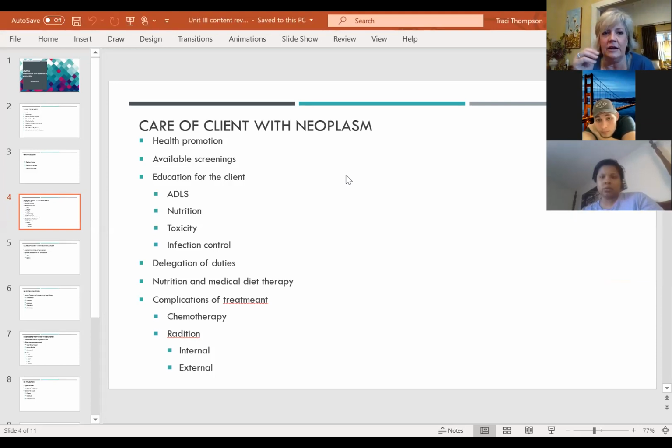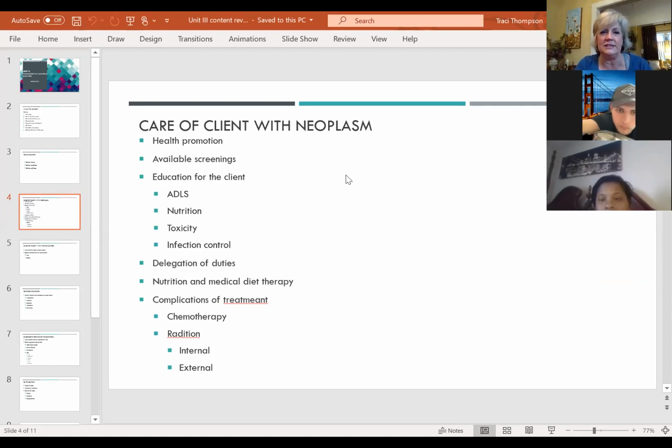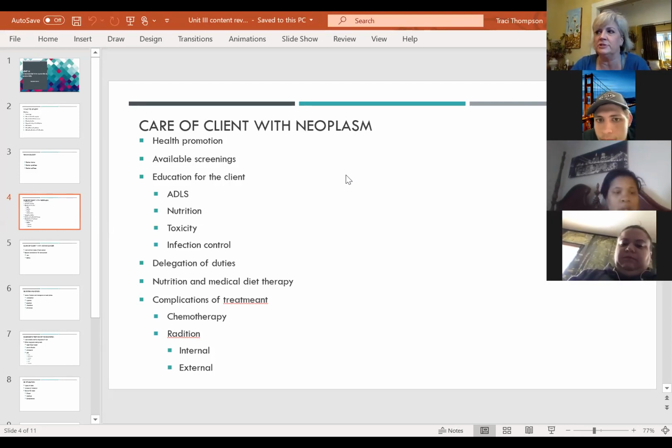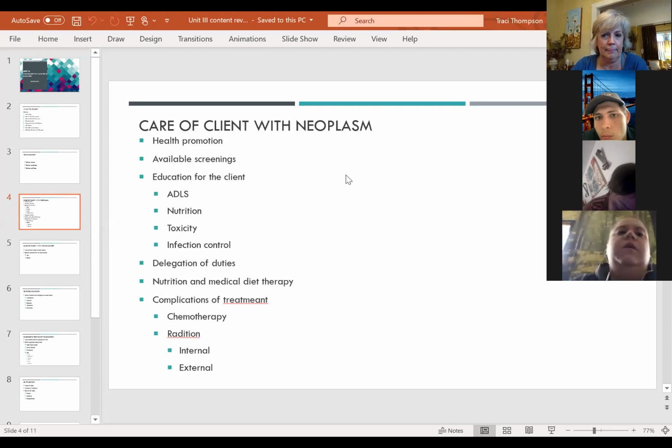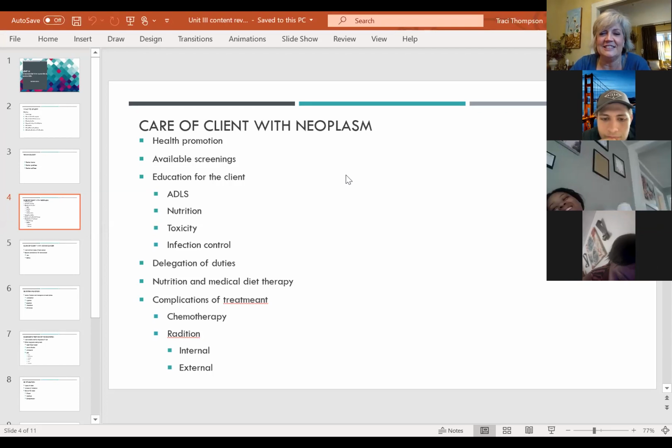So care of a client with neoplasms. Pay close attention to your ADLs, nutrition, and your toxicity, nausea, vomiting, your electrolytes that may get out of balance, and infection control. So what are some of our issues with infection control that we have to worry about with a patient on chemotherapy or radiation therapy?